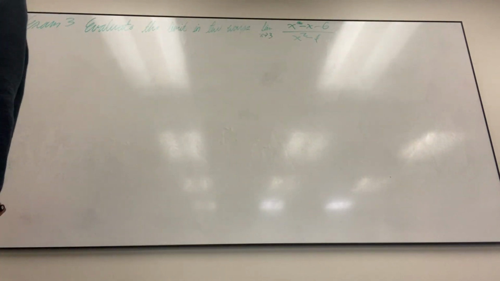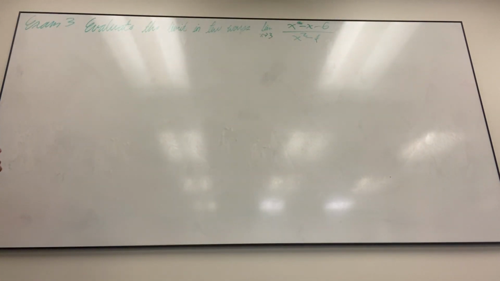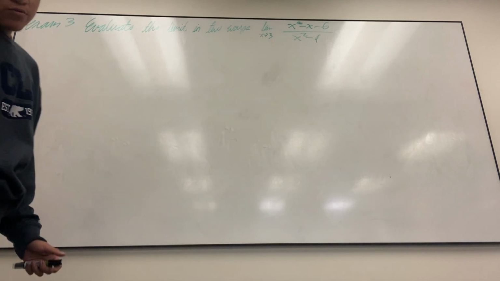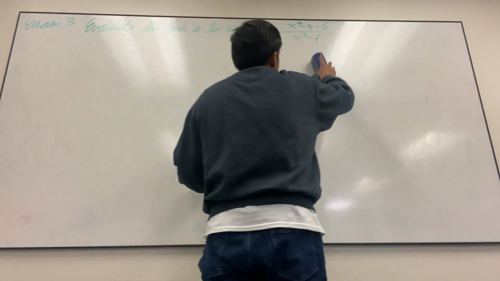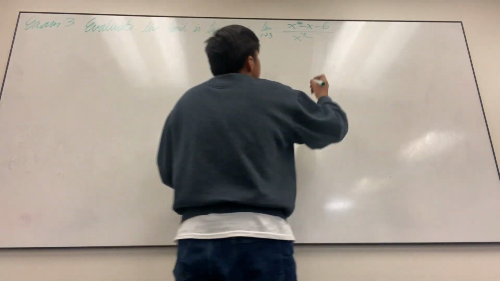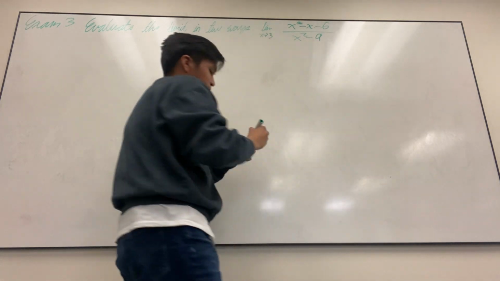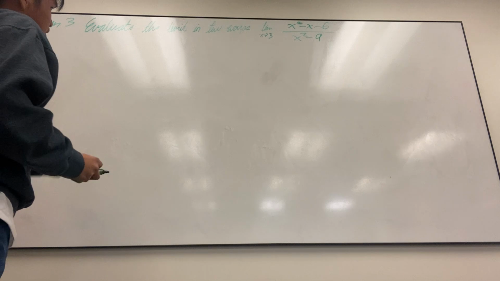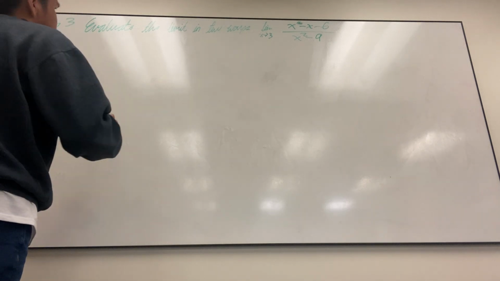Okay, exam 3 again, question 5, I believe. Evaluate the limit in two ways. The limit of x squared minus x minus 6 over x squared minus 9 as x approaches 3. My bad, I'm tongue tied here. It should be 3. So there are two ways to evaluate the limit, one without L'Hopital's rule and the other with L'Hopital's rule.